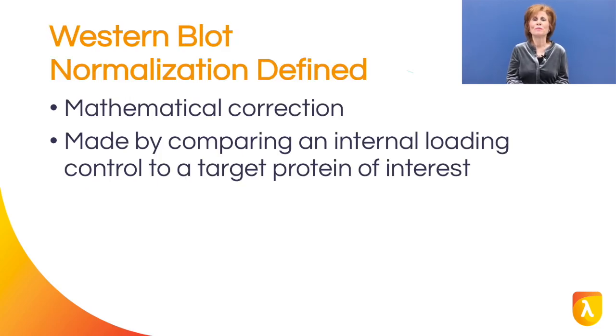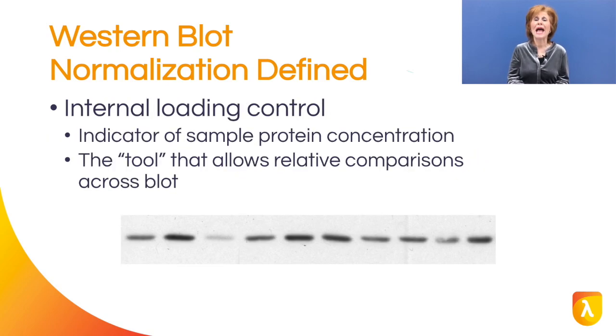Let's start with the term normalization. Western blot normalization is a mathematical correction for small and unavoidable sample-to-sample and lane-to-lane variation that is computed by comparing an internal loading control to the protein of interest. The internal loading control acts as an indicator of sample protein concentration and is the tool that allows you to make relative comparisons of protein levels across your blot.